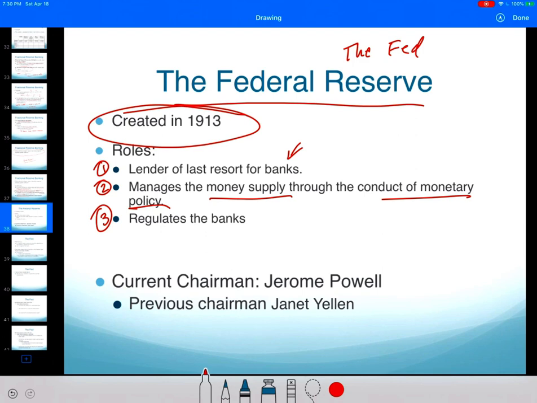So the current head of the Fed is a fellow named Jerome Powell. His predecessor was Janet Yellen. She's now, I think, a professor at Berkeley. Usually the head of the Fed is some nerdy econ type who ends up going back to a professor job. Jerome Powell is one of the first Fed chairs in a very long time who was not a university professor. So that is the Fed. It's basically a government-created entity to oversee the banks and the monetary system here in the United States.